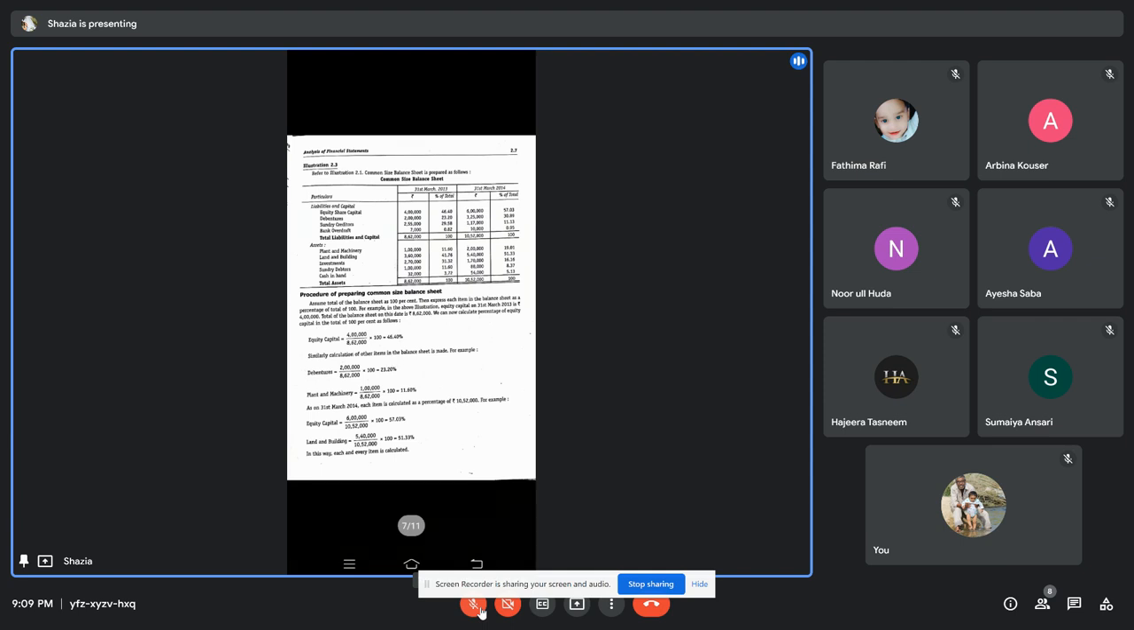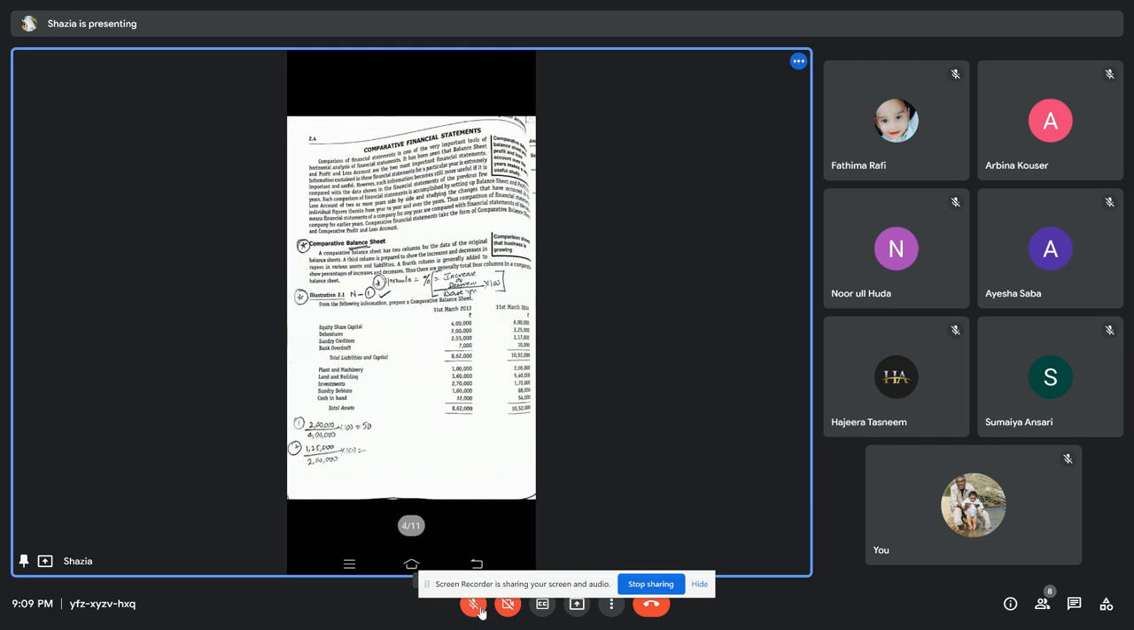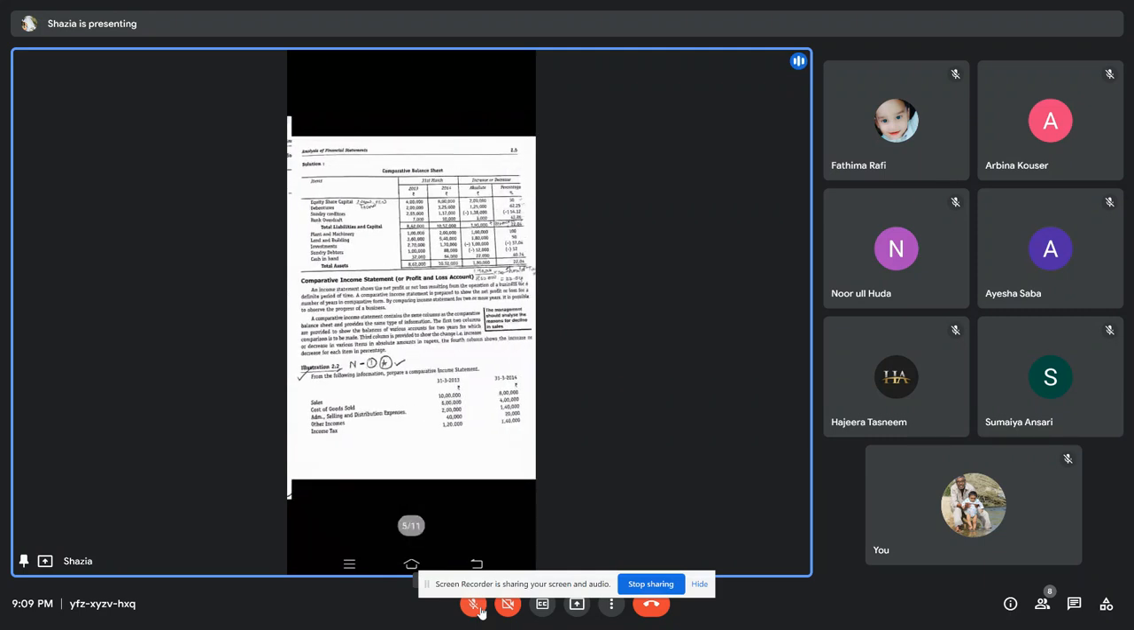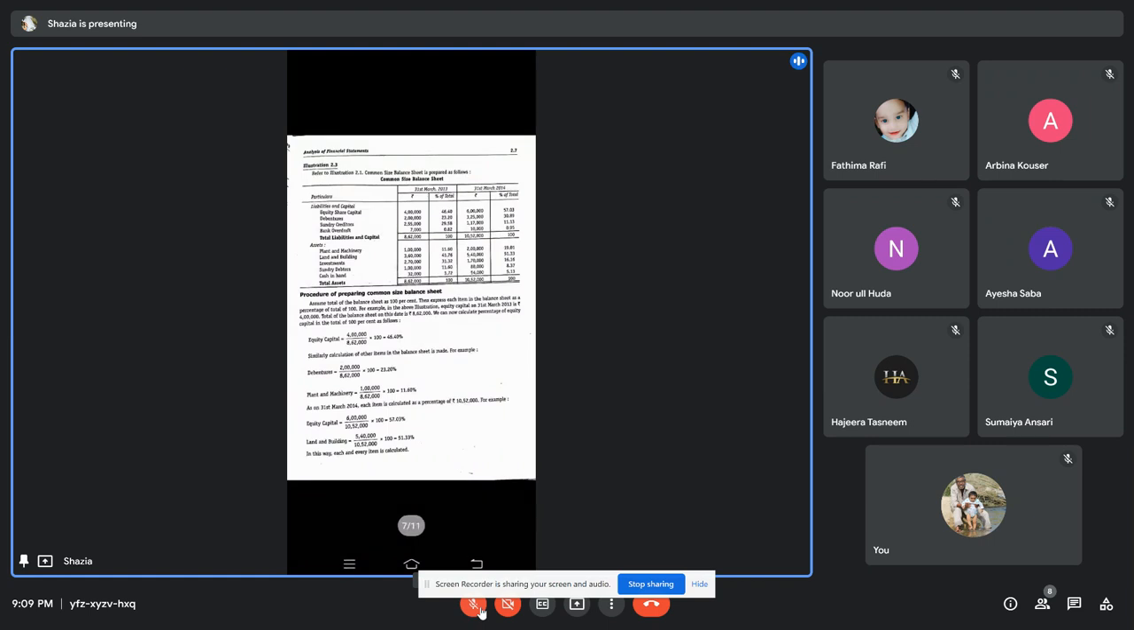See, actually, they have referred to the same question. See, the same question, what we have done over here, the question they have provided to us, isn't it? This question. From the following information, prepare a comparative. Same question. They have taken it for this. Common size ke liye they have taken.